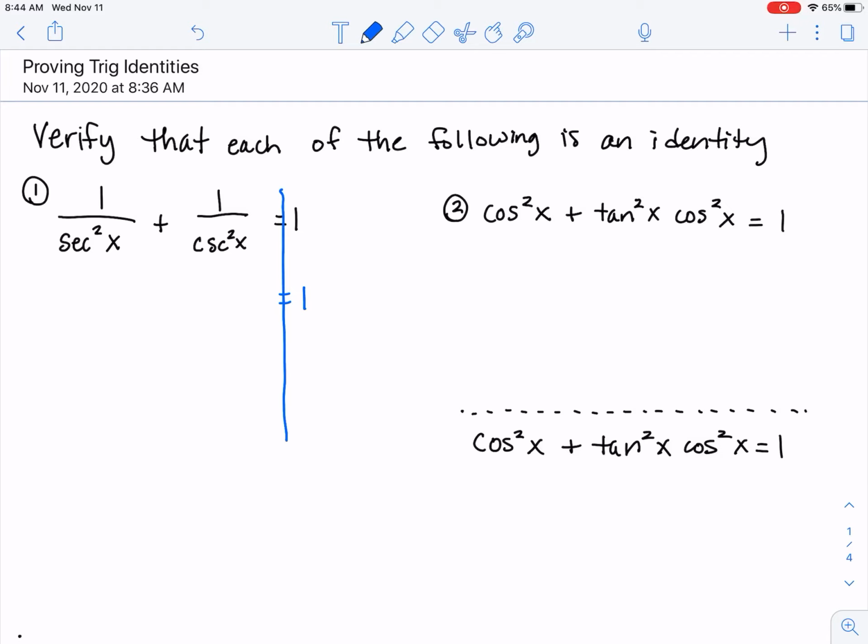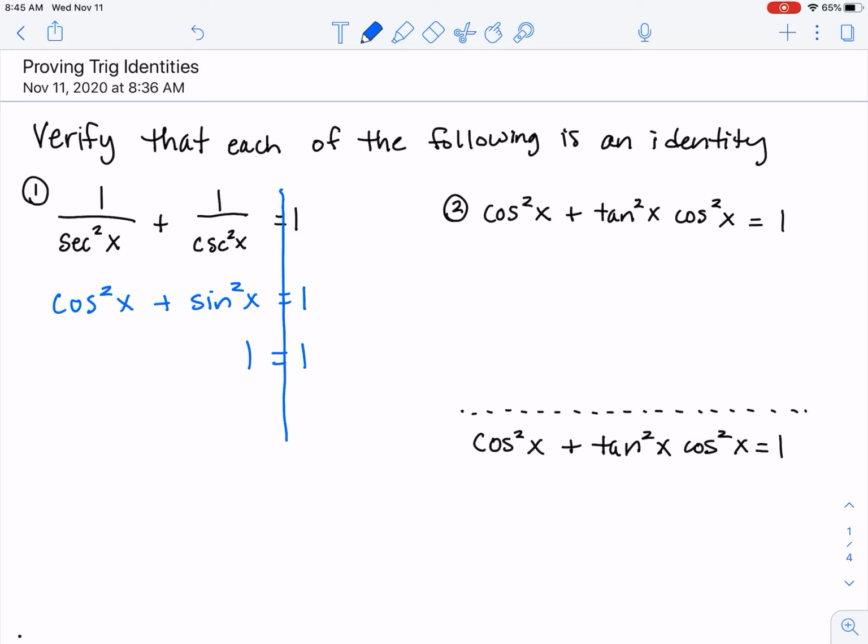So looking at 1 over secant squared x. Well, 1 over secant squared x is the same as cosine squared x. And then 1 over cosecant squared x is the same as sine squared x. Well, let's see here. Cosine squared x plus sine squared x, well, that is a Pythagorean identity, and we know that is 1. So 1 equals 1. Yes, we have verified it. The left-hand side equals the right-hand side. And guys, that's really all there is to it.